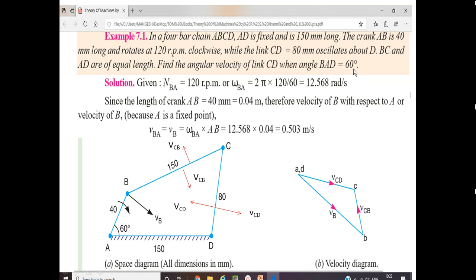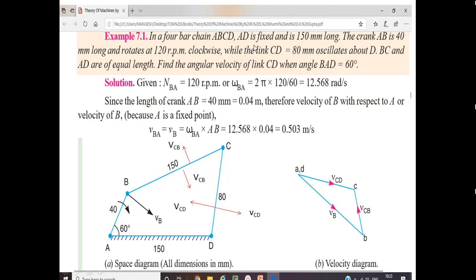The given problem statement is that in a 4-bar chain ABCD, as usual, AD is a fixed link and it is 150 mm long. The crank is 40 mm long and rotates at 120 rpm clockwise, while the link CD is equal to 80 mm and oscillates about a point D. BC and AD are of equal length, whatever may be the length of AD. We have to find the angular velocity of link CD when the angle BAD, the crank, is making an angle of 60 degrees with respect to the fixed link.